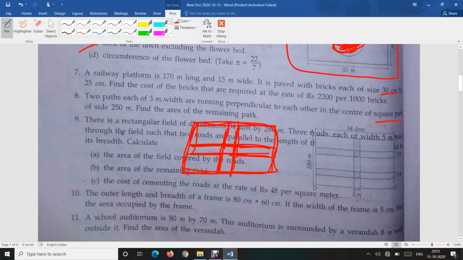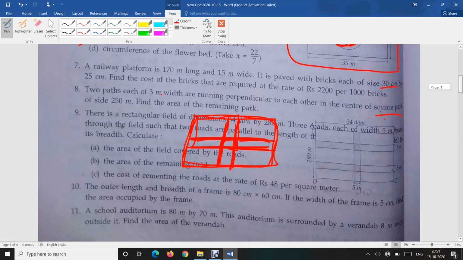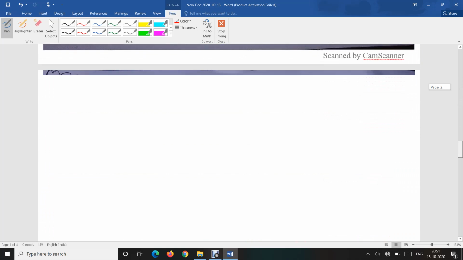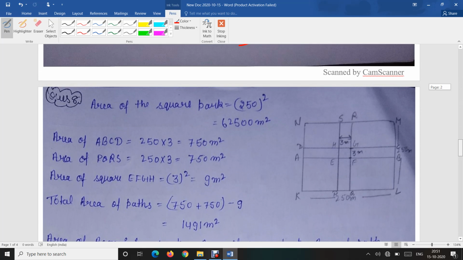Now this small square portion is counted 2 times, so you have to subtract it 1 time. That means the area of this square will be subtracted from the sum of the areas of these two paths. In this way you can find out the area of the path. After that you can subtract the area of the path from the area of the square, and in such a way you can find out the remaining area.